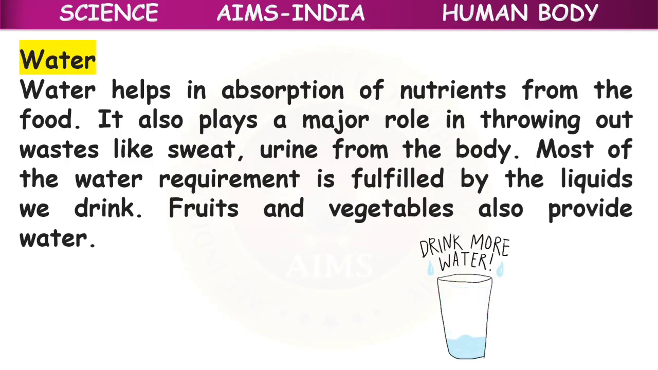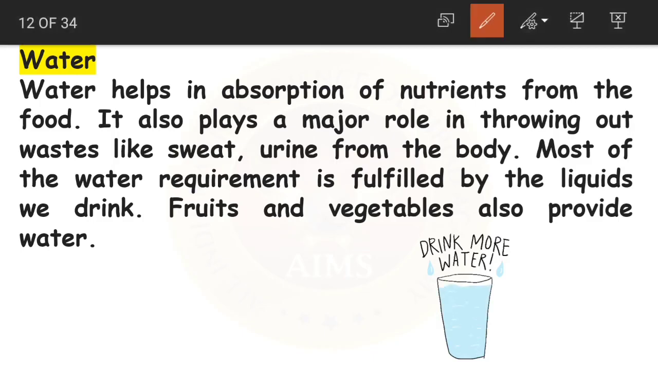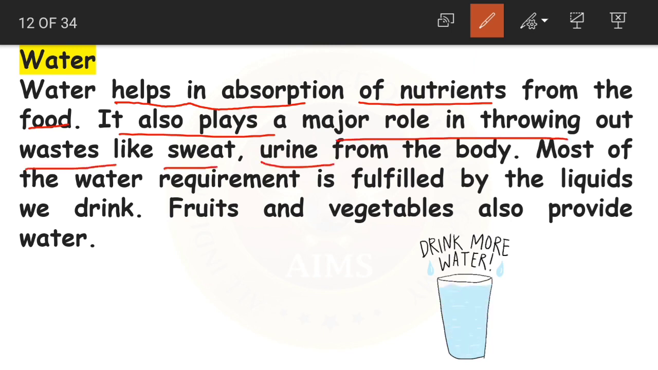Water helps in the absorption of nutrients from the food. Because of water, the nutrients are going to be absorbed from the food. As we learned, food has nutrients, so how is our body going to take the nutrients from the food? Through this water. And it also plays a major role in throwing out waste like sweat and urine from the body.